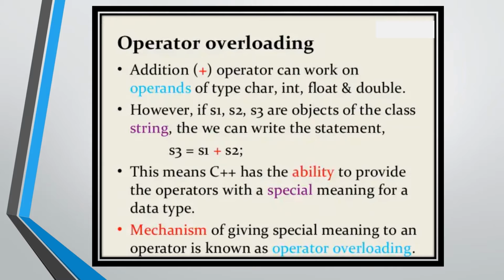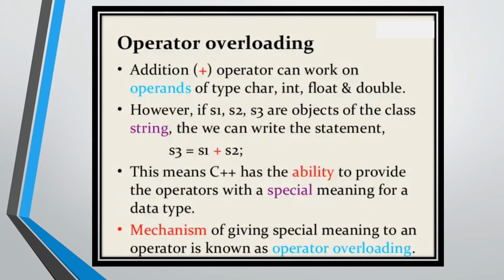This means C++ has the ability to provide operators with a special meaning for a data type. Whatever special meaning we provide to an operator on this data type is nothing but operator overloading. It means the behavior of the built-in data types is given to the user-defined data types, and that is called giving a special meaning to that operator.